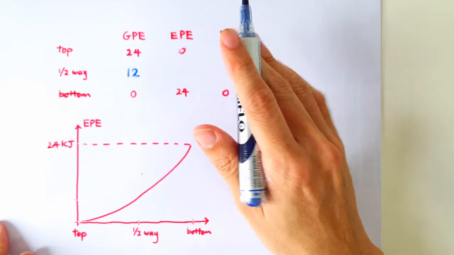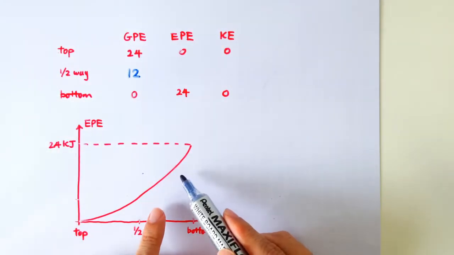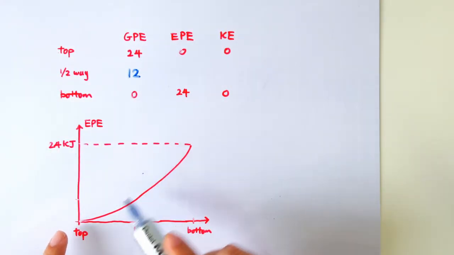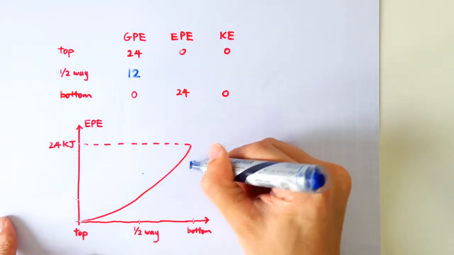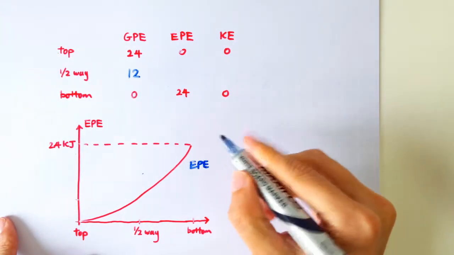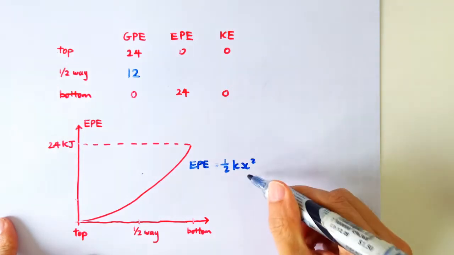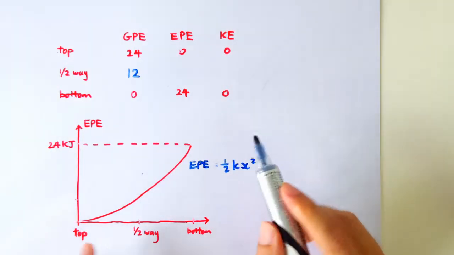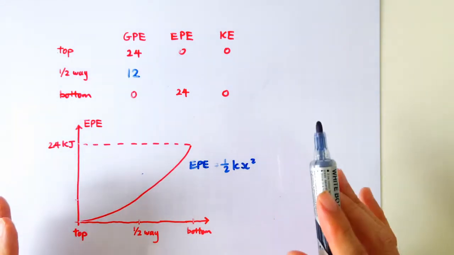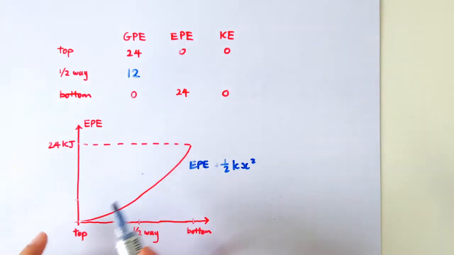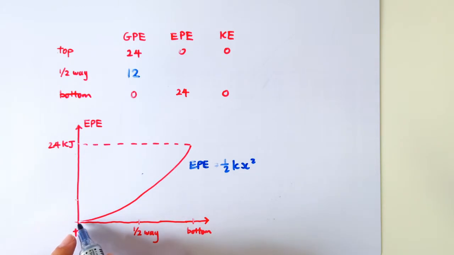Cannot be, right? Because elastic potential energy does not increase linearly with extension. It increases quadratically. The formula is half k x squared, where x is the extension. So let's first assume that the rope becomes stretched the moment the bungee jumper jumps off. So our elastic potential will start to rise immediately after you have jumped off.